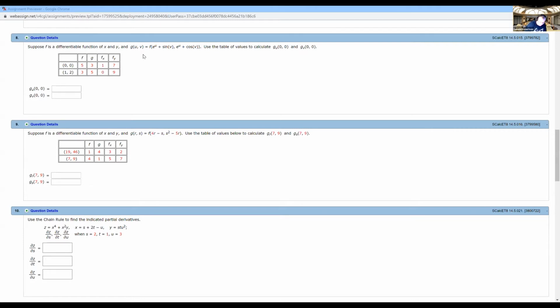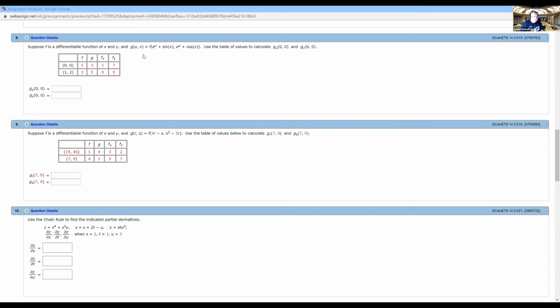And we're being asked to find the partial derivative of g with respect to the variable u at the point 0, 0, and then another one at v. And there's a table, I'm just writing down the table that you can see in front of you, and we'll show you how you can use this table to answer that question.